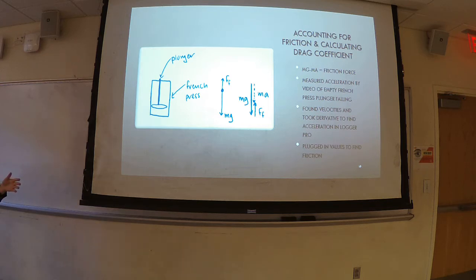We took a video of this, and we were able to find the velocity and then the acceleration in Logger Pro and plug it into our formula, which was friction force should be equal to mg minus ma. From there, we found our friction force, and we're able to account for it when we plugged it into our drag coefficient formula.